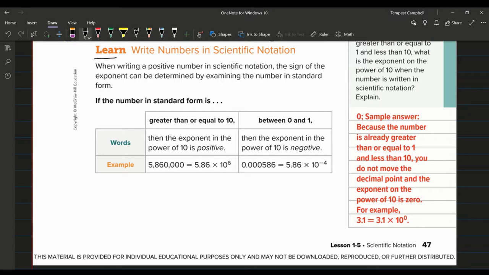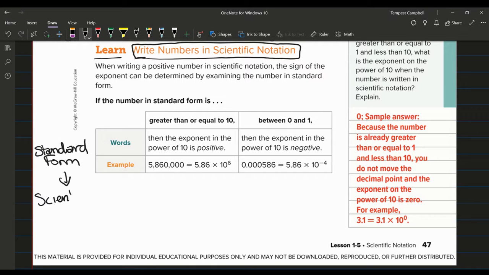All right, so our next learn, we are going to write numbers in scientific notation. So the idea is we're going from standard form into scientific notation. So I'm going to write that on the side. We're going from standard form to scientific notation.